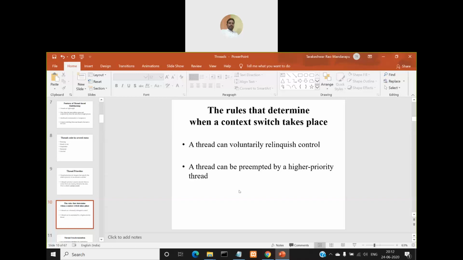Then if one thread is under execution and a new thread is created, and if that newly arriving thread has more priority than the currently under execution thread, then irrespective of whether the currently under execution thread has completed its time slot or not, it will be forced to relinquish the control of that CPU and give a chance to the newly arrived high priority thread.